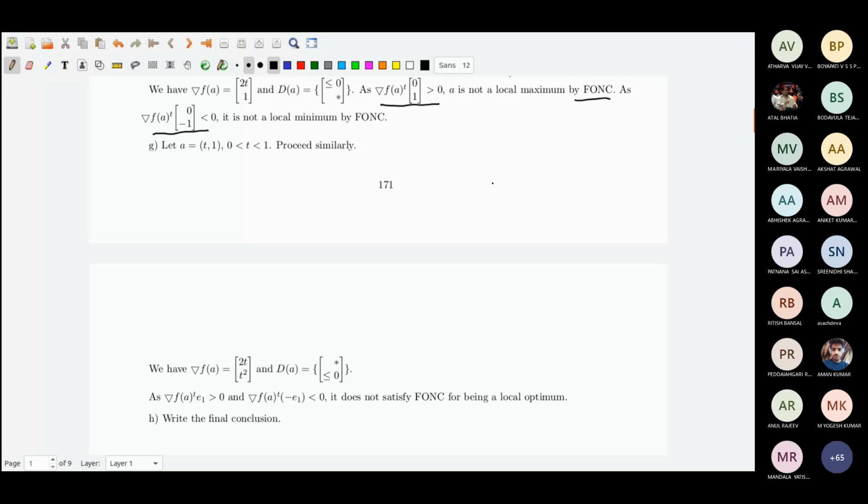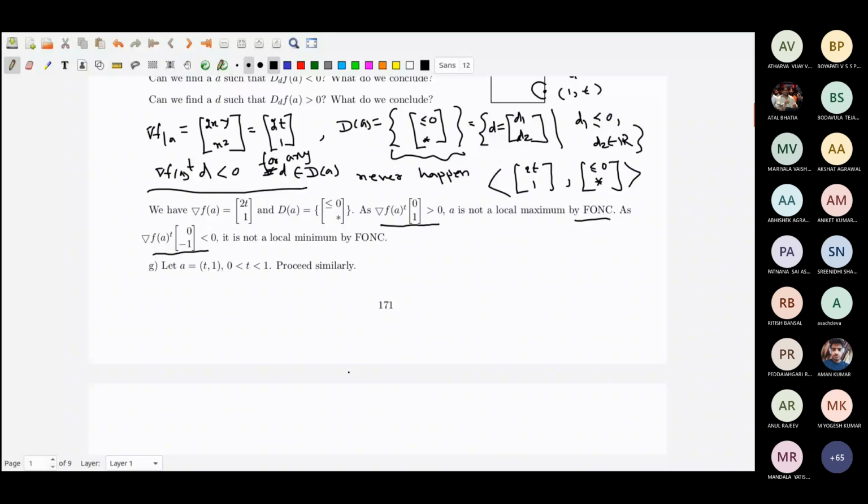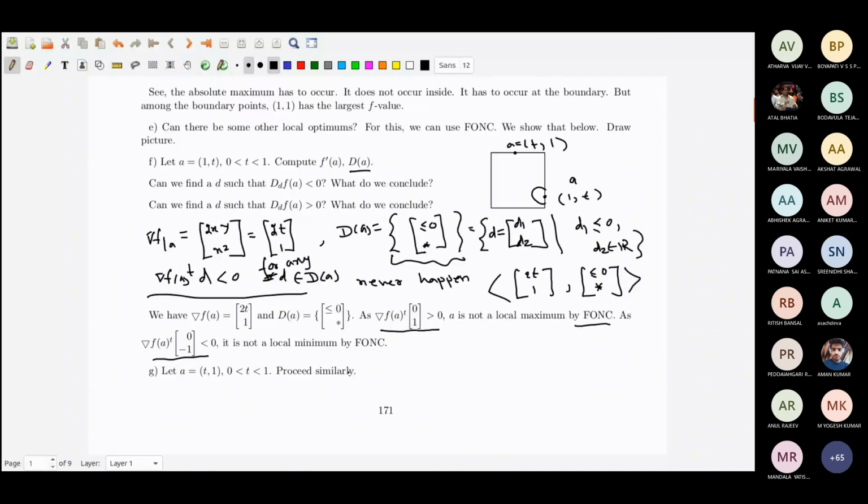Sir, why are we finding D of A? Shouldn't we be finding the closure of D of A? Oh, that is the closure of D(A), by the first order necessary condition, that is true. Here it is closed itself. Sir, could you tell a bit about how we should be finding the closure? I don't recall that very properly. If you could just tell in brief.